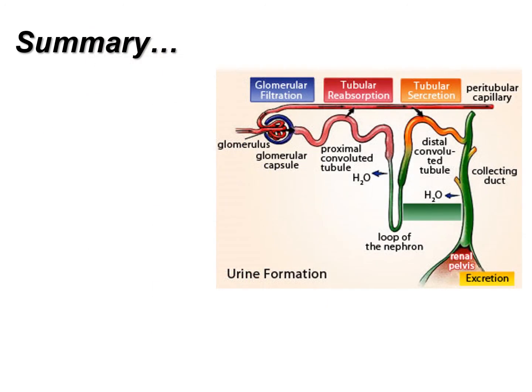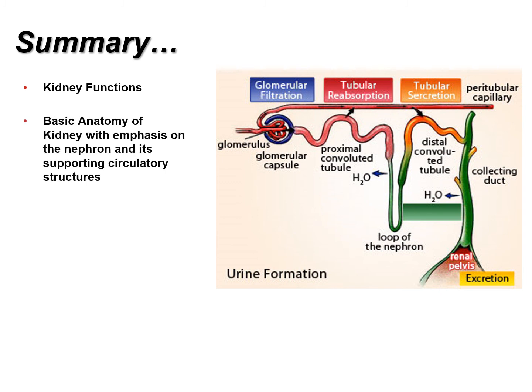In summary for this part 1A, we talked about the basic kidney functions. I gave you several basic kidney functions. We focused on the basic anatomy of the kidney, especially with emphasis on the nephron, the glomerulus, proximal tubule, loop of Henle, distal and collecting duct, and the circulatory structures, vasa recta, etc. Glomerular structure we broke down a little more specifically. So at the end of the lecture, we started diving into what's going on right here with the three-layer glomerular membrane, the fenestrated capillaries, and so forth.